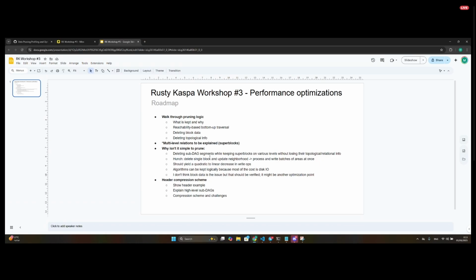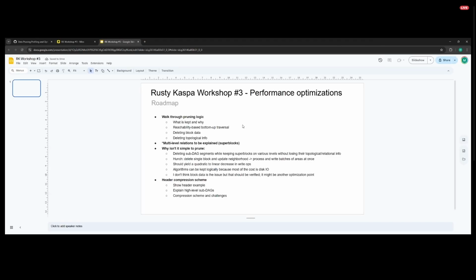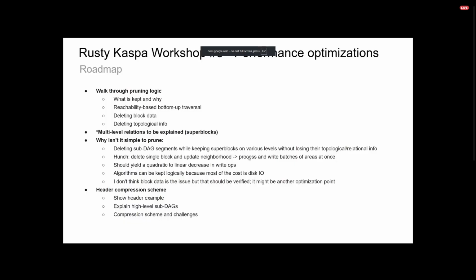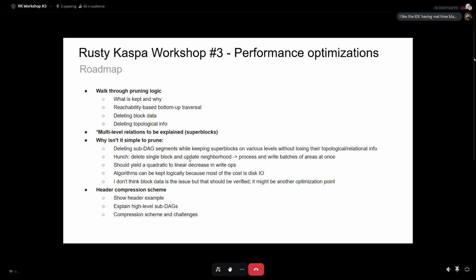So, deleting subDAG segments while keeping superblocks on various levels without losing their topological relational info. That's why it's not something trivial. So we want to delete a single block and update the neighborhood. That's what we do now.